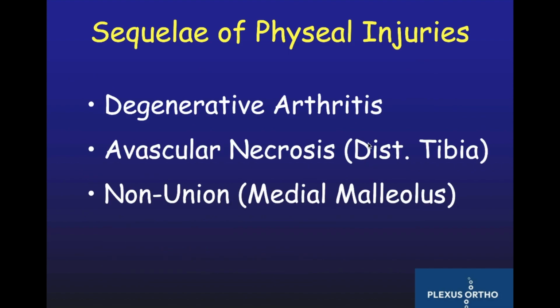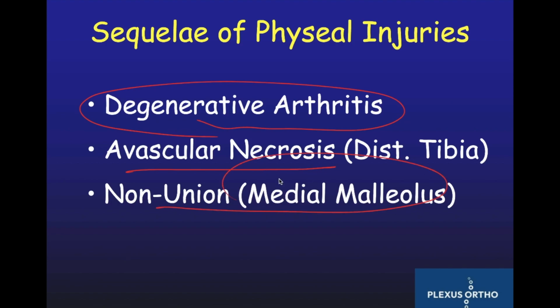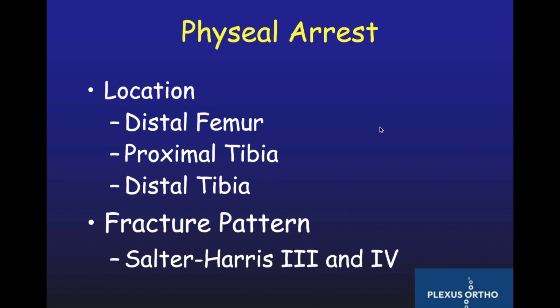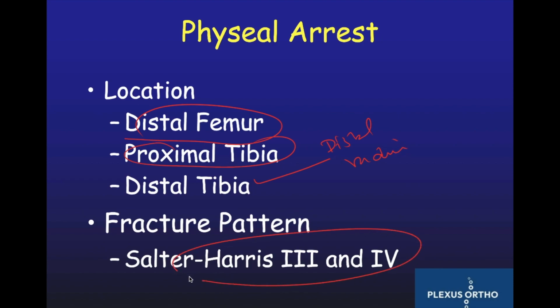And what can happen in the long term? You can have degenerative arthritis because of a step in the intra-articular portion. You can have avascular necrosis because of a lack of blood supply. You can have non-union, for example, in the medial malleolus. The most common areas of physeal arrest include the distal femur and proximal tibia. Distal tibia can also happen, and the distal radius as well. The most common pattern is type 3 and 4. What is type 3 and 4? We just now described it. So this is the physis.